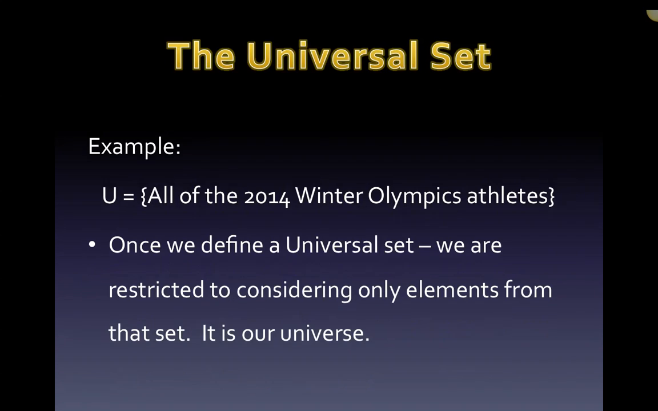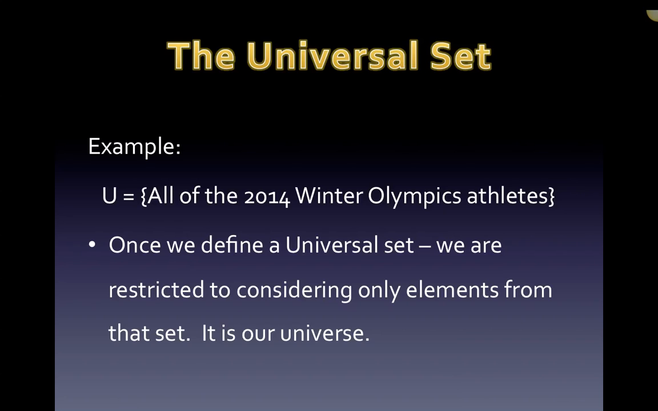So once we define a universal set, we are restricted to considering only elements from that set. It's our entire universe. So somebody that was not in the Olympics in 2014 but climbed Mount Everest would not be considered an element of the set or part of our universe.